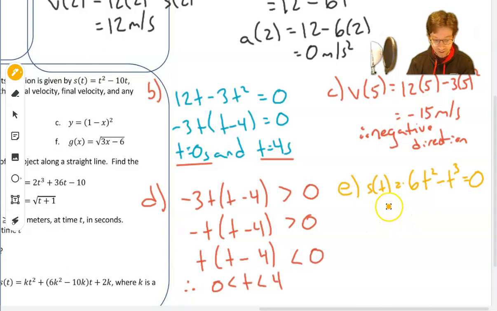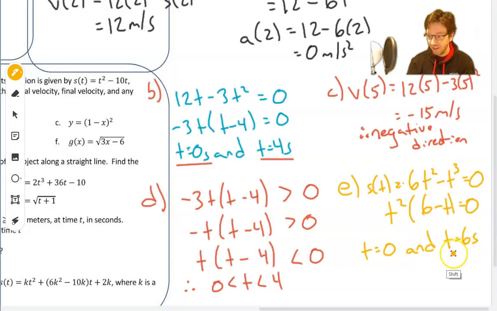Okay, so let's factor out. I can factor out a t squared, and that's going to give us 6 minus t equals 0. Now obviously t equals 0 is a solution because that's where it started. But the question isn't asking where it started. It's asking when does it return to that starting point. And it looks like another solution would be t equals 6 seconds. So that's the one we care about.